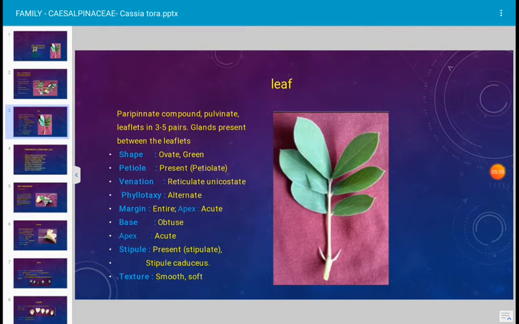And in this leaf, see in the photograph, there is a pair of stipules. Stipules are present. When the stipule is present in the leaf, that leaf is described as stipulate leaf in taxonomy. Okay. Stipule is caducous. One more word is there. What is the meaning of caducous? That means the stipule sheds off at a very early stage of development. Shed off, fell off. Okay. Such stipules are described as caducous. How is the texture? Texture of the leaf is smooth and soft.